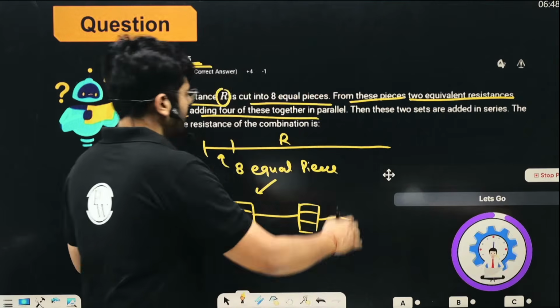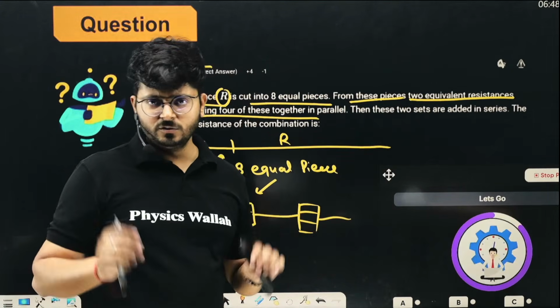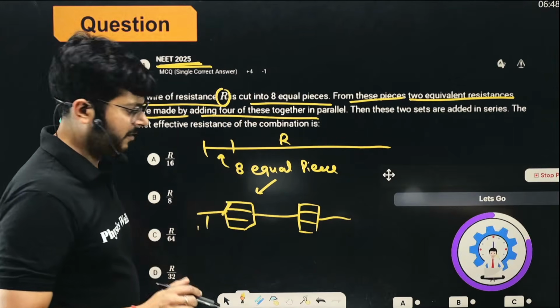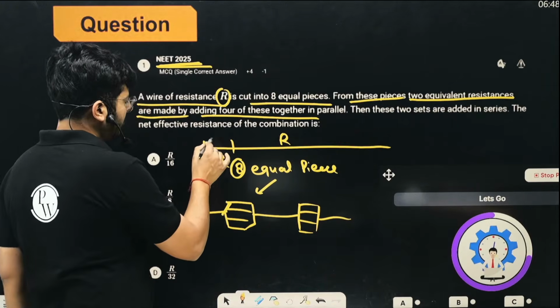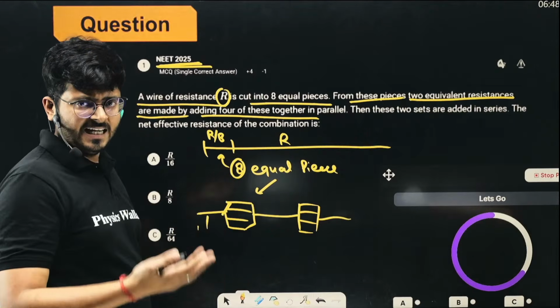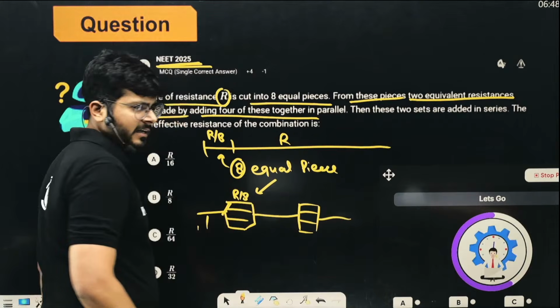You see that the wire has a resistance rho L upon A, so the resistance of the wire is directly proportional to the length, right? If you reduce the length to half, the resistance is also reduced to half. Here we are reducing the length to 1/8. So every portion has a resistance of 1/8 of the previous value, so every portion has a resistance R by 8, R by 8, R by 8.